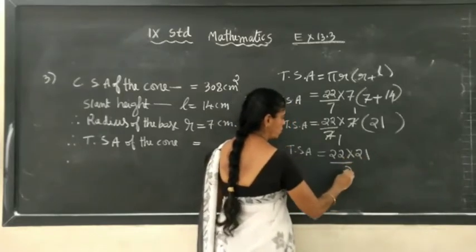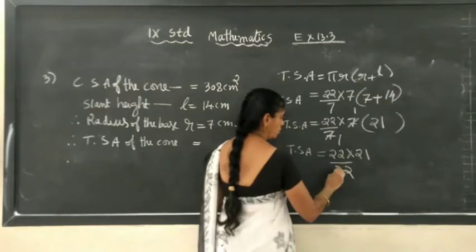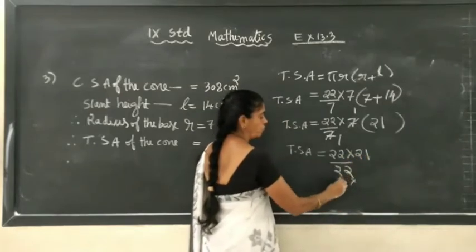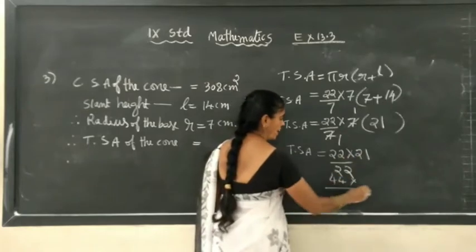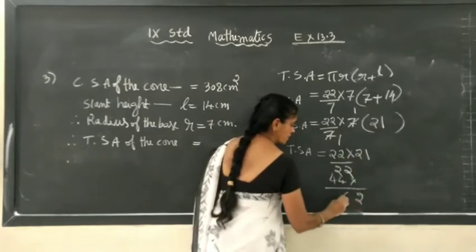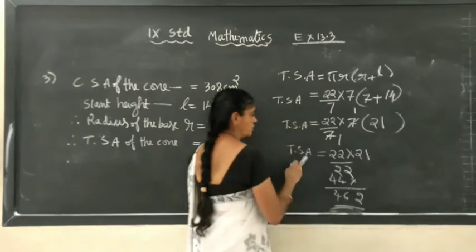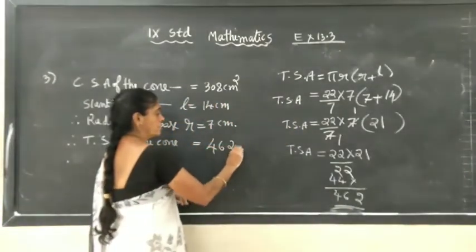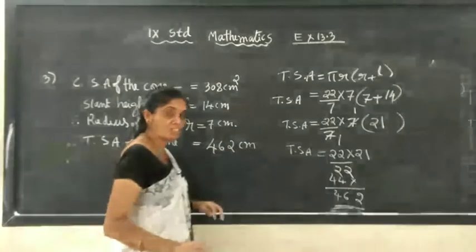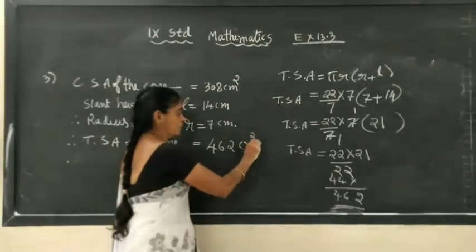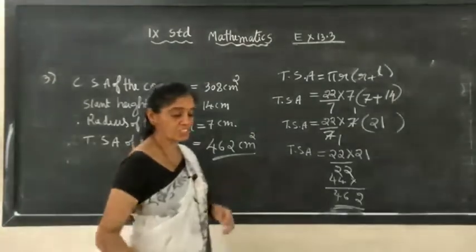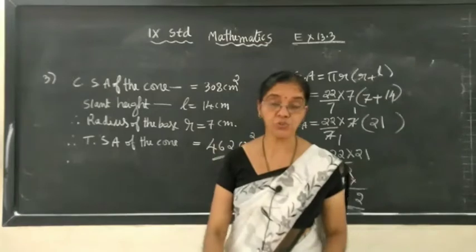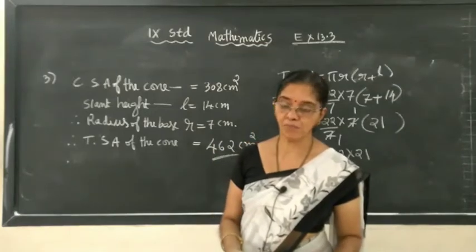1 into 2 is 2, 1 into 2 is 2. Now 2 table, leave 1 place. 2 2s are 4, 2 2s are 4. Add it. It is 2, 6, 4. So total surface area is equal to 462 you got. It is not centimeter, area should always be mentioned in centimeter square. So 462 centimeter square. I hope you got this answer, those who did it at home, this third problem, okay.